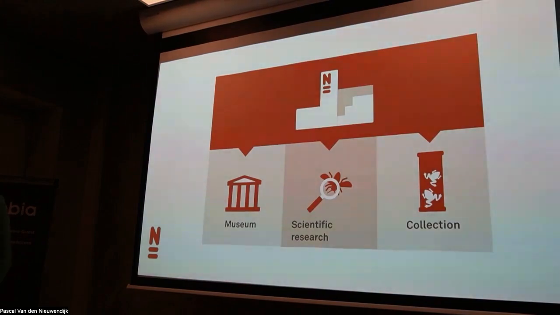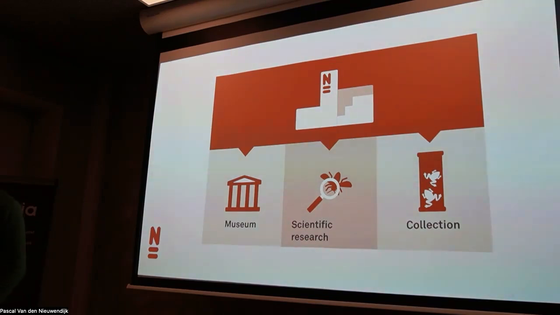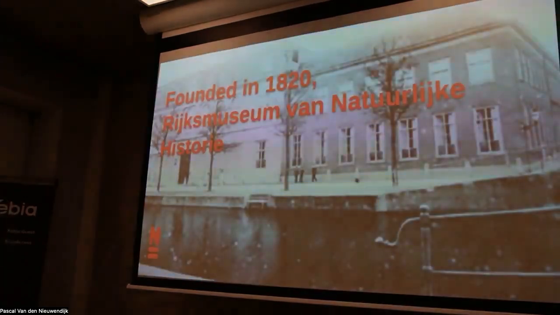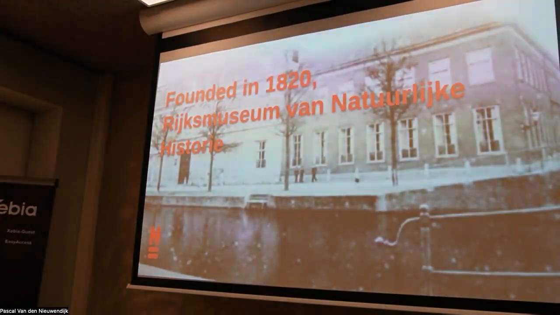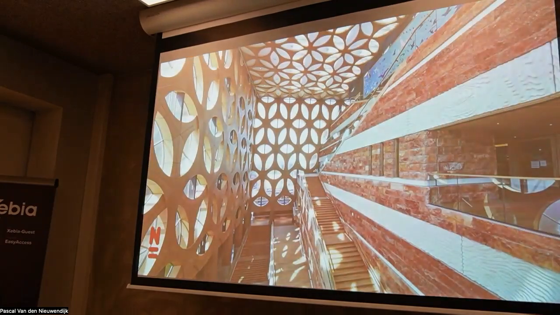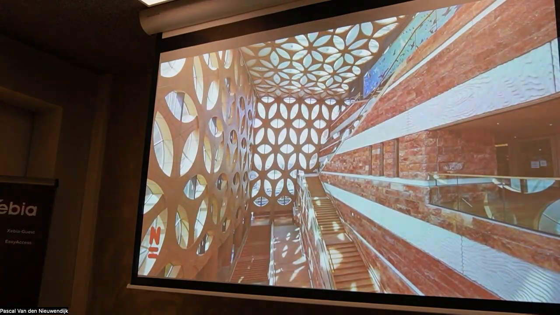So in Naturalis, there's three main topics that it is about. We have a museum, and we do scientific research, and we have a large collection. The museum was founded in 1820. It's called the Rijksmuseum van Natuurlijke Historie, so the Natural History Museum. This is in the center of Leiden. 5 years ago, we moved to a new building, and it looks like this. It's a really nice big building. So the museum is on this side, and on the other side, we have the offices.